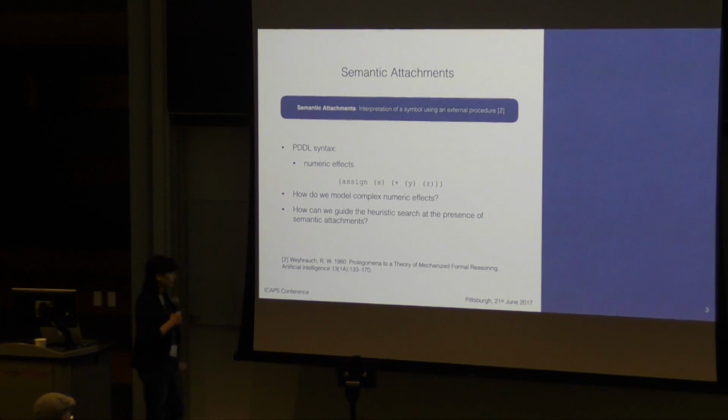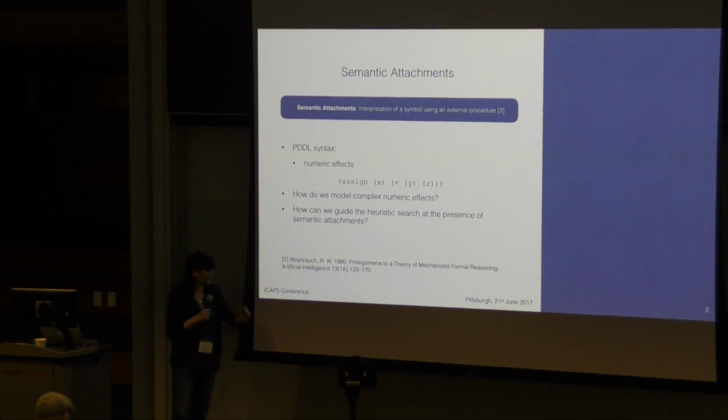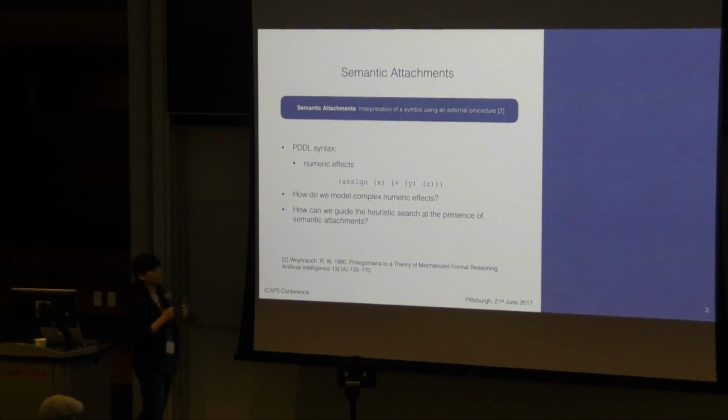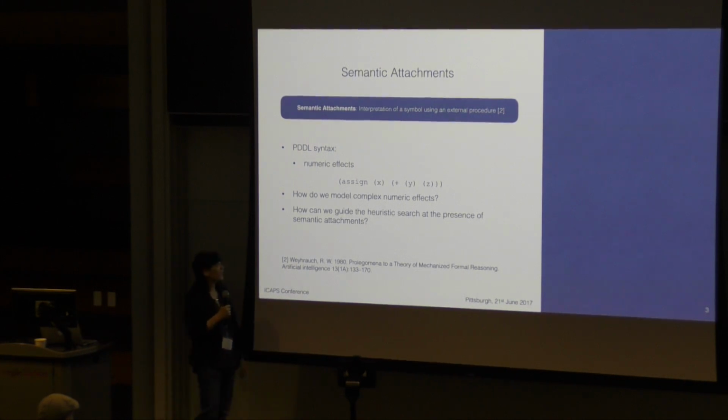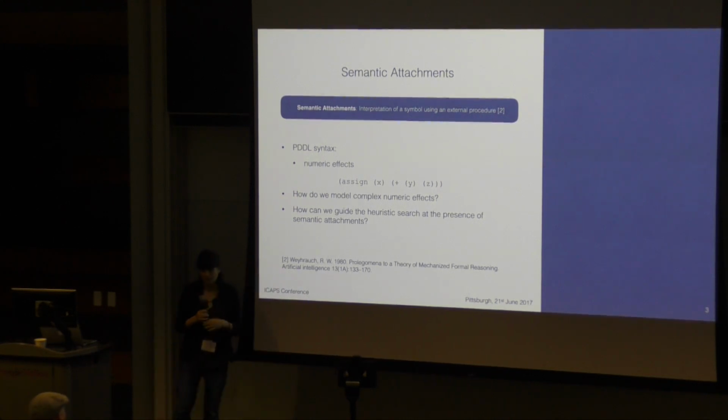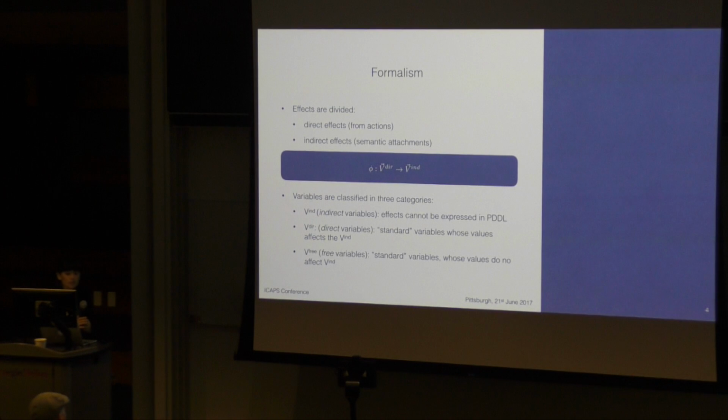So semantic attachments were introduced back in 1980, and they are basically an interpretation of predicate symbols calculated by using an external procedure. So we will use semantic attachments to express these complex numeric effects, and the question that we want to answer in this talk is how we can effectively guide the search when we have these kinds of semantic attachments. So first of all, a bit of formalism.